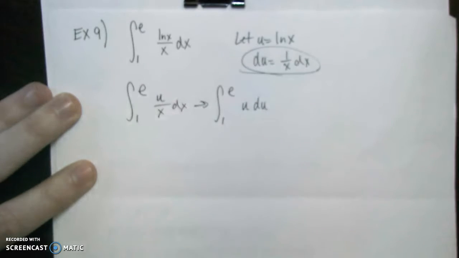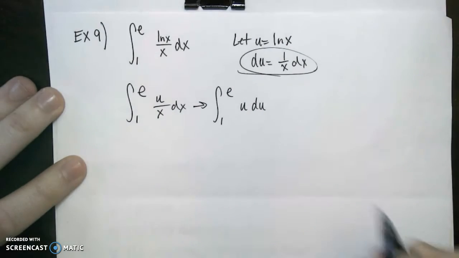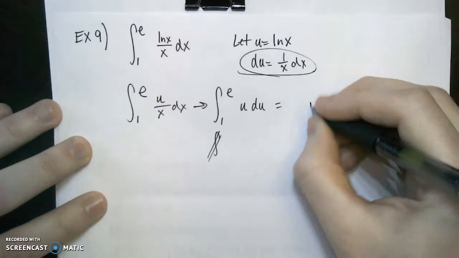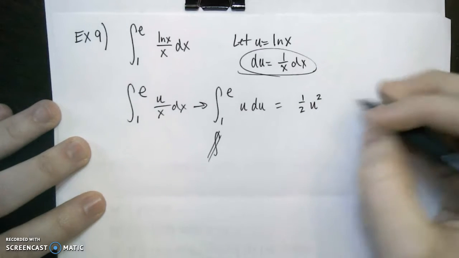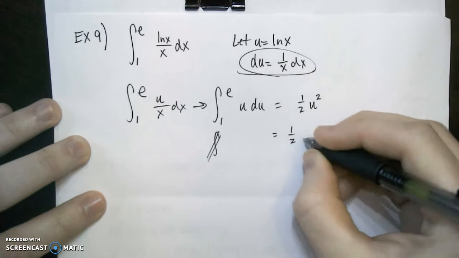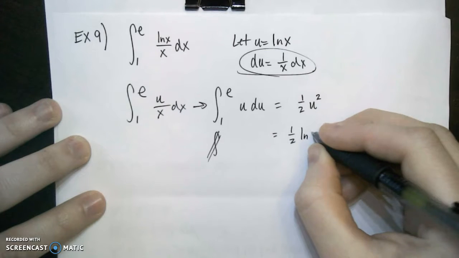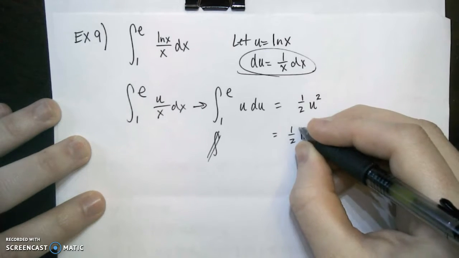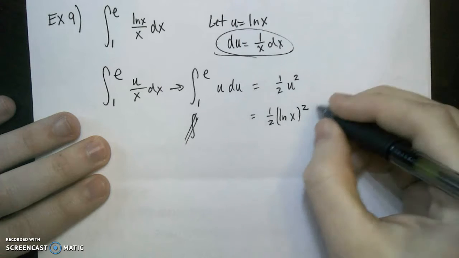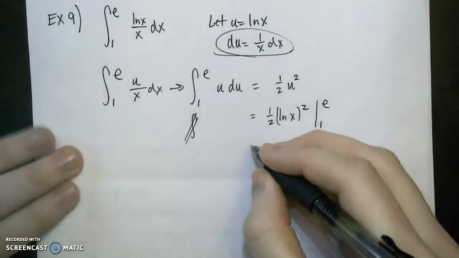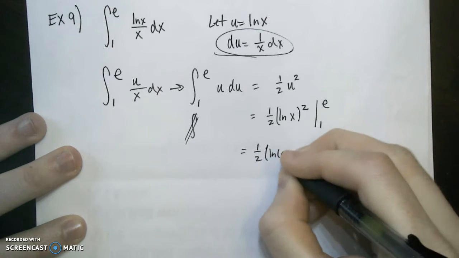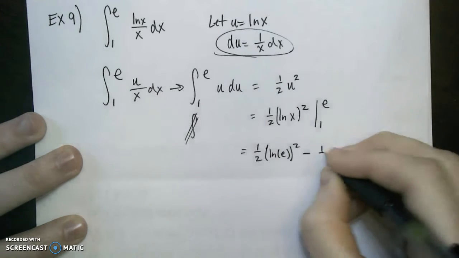And so if I do the antiderivative of that, I would add 1 to the exponent. So that'd be 2, divide by it, and then I need to plug u back in. So I'm going to have 1/2 natural log x squared from 1 to e. So we're going to plug in e. And then we're going to plug in 1.